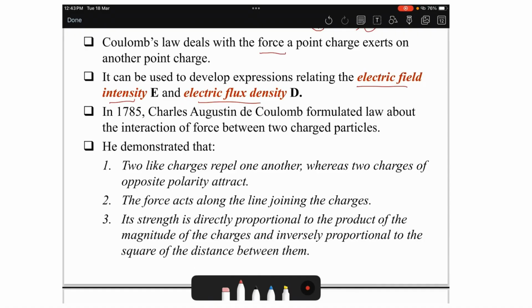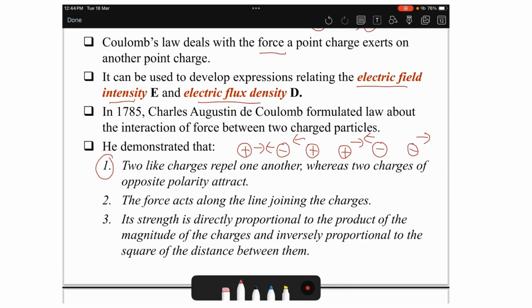The first one is that two like charges repel one another, whereas two charges of opposite polarity attract each other. This means that if you have two charges with different polarity, the force will make them attract each other. Whereas if you have two charges with the same polarity, the force will make them repel one another. So this is the concept of Coulomb's law.